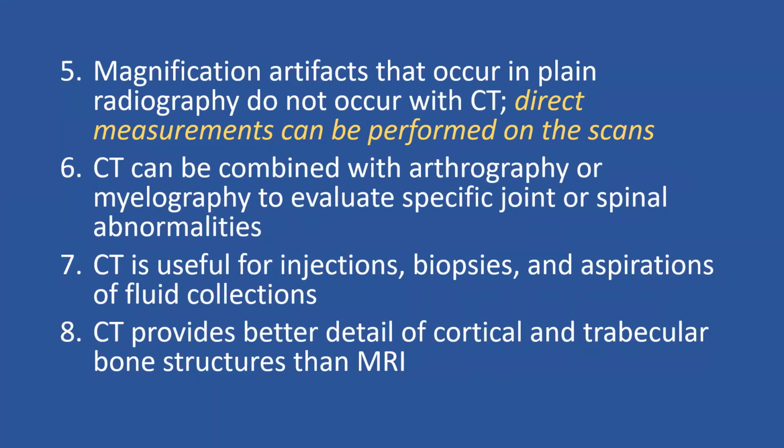Magnification artifacts that occur in plain radiograph do not occur with CT. So we don't need an adjunct measurement if we're measuring a leg length discrepancy. Direct measurements can be performed on the scans. CT can be combined with arthrography or myelography to evaluate specific joint or spinal abnormalities. CT is useful for injections.